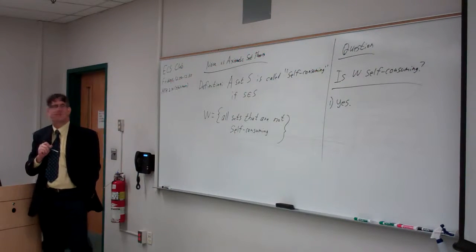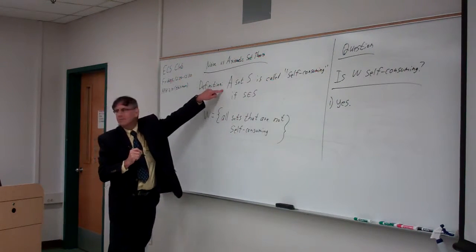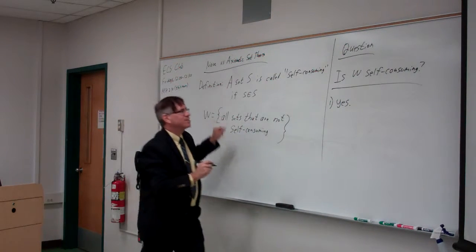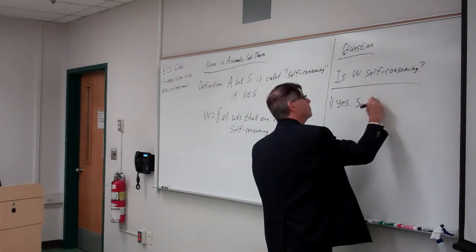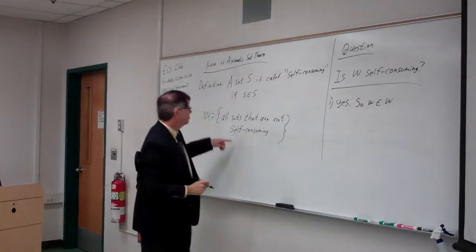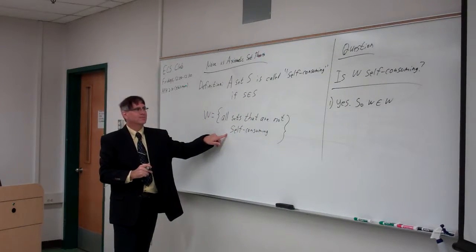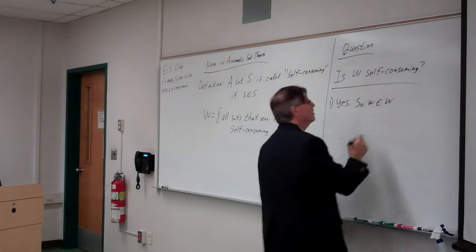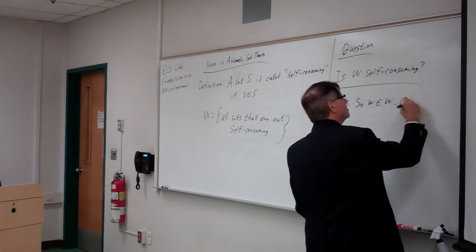What does that mean? It means it contains itself. It means W contains itself. But W only holds sets that are not self-consuming. So W cannot be a member of itself. So this leads us to a contradiction.